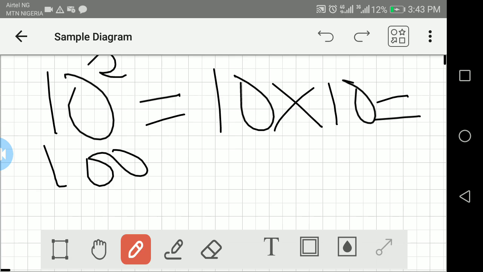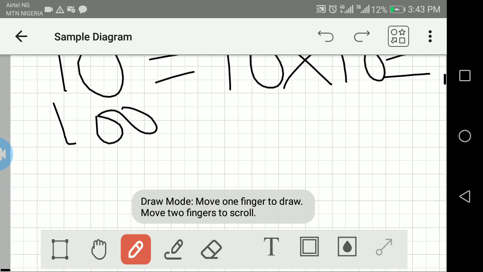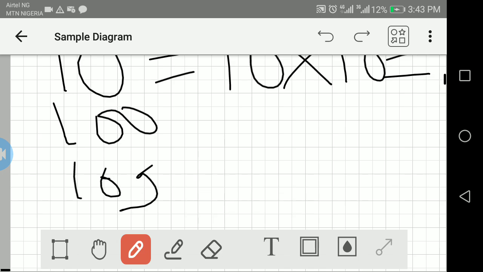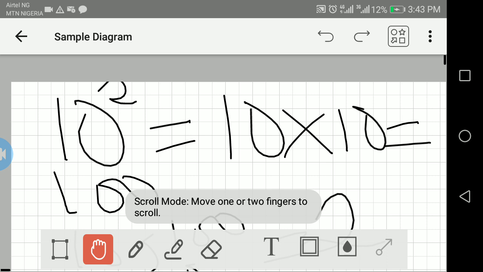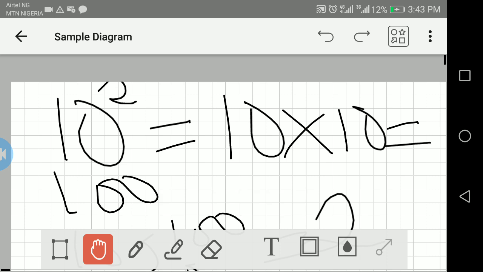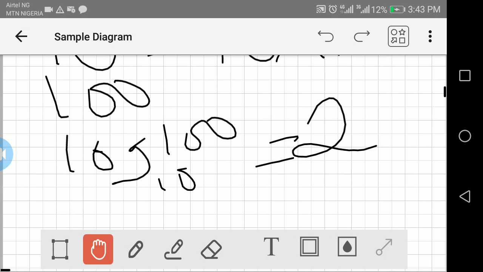All right. And when you come to logarithm, log 100 to base 10 is equal to what? The power, which is 2. You understand? So what I mean here is that 10 to the power of 2 is equal to 10 times 10, equal to 100. So log 100 to base 10 is equal to 2, which goes back to the power. Do you understand? All right. Let's carry on.